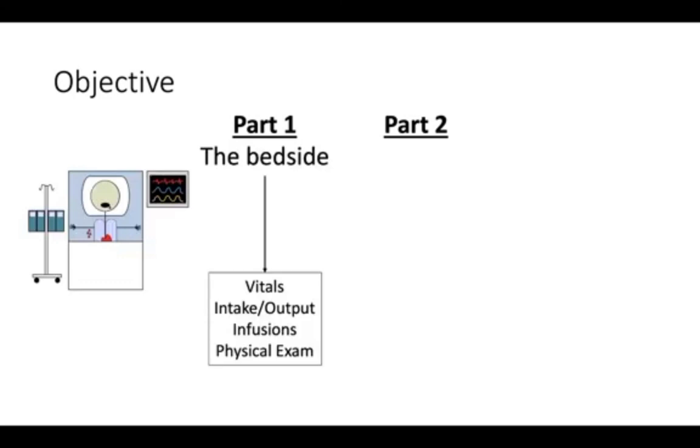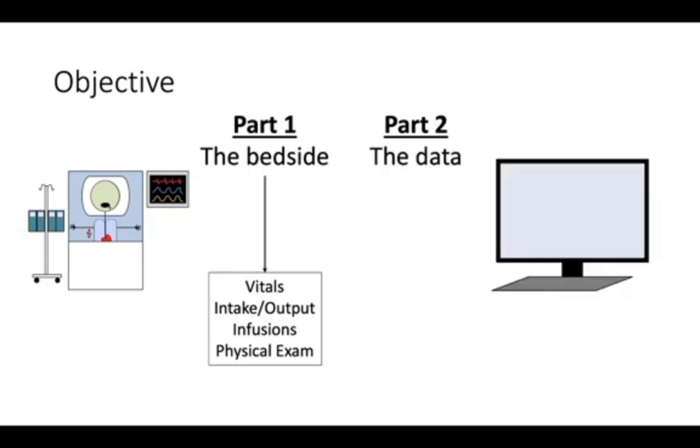The objective can be broken down into 2 parts. Part 1 can be thought of as information gleaned from being at the bedside. This includes the vitals, the intake and output, current infusions, and the physical exam. Part 2 is data gleaned from the computer and medical record. This includes labs, imaging, and microbiology. Similar to the subjective, when reporting the objective include information from overnight and the current morning.